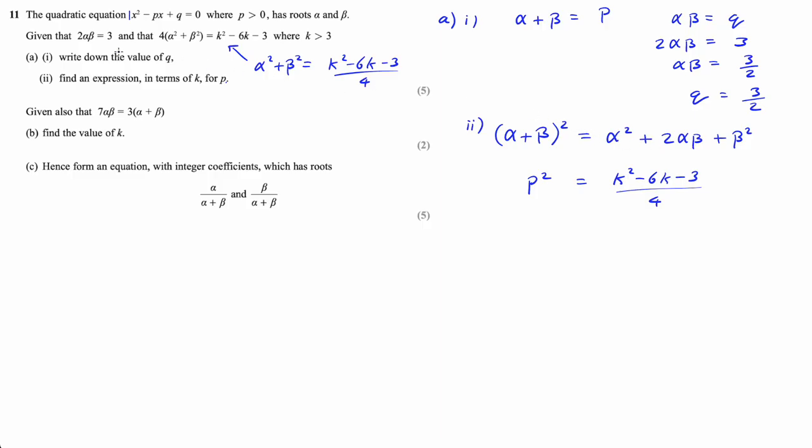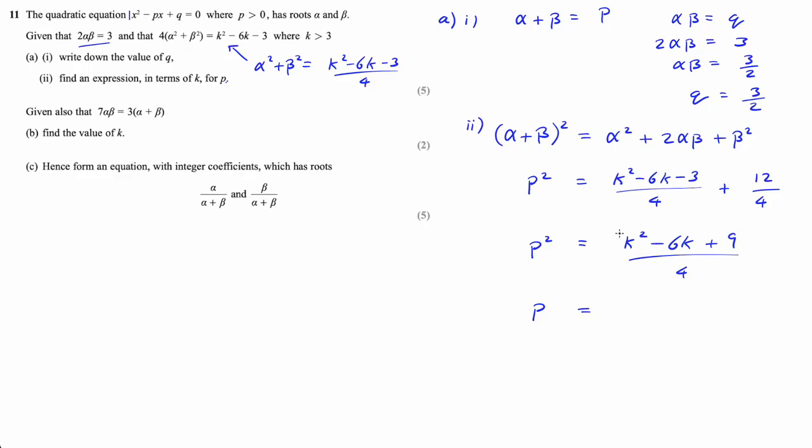Now he's given us 2 alpha beta. It's 3. So it's plus 3. Now, if you don't mind, guys, I'm just going to do plus 12 over 4. That is 3. Okay, this gives me k squared minus 6k plus 9 over 4. That's p squared. So p is the square root of this.